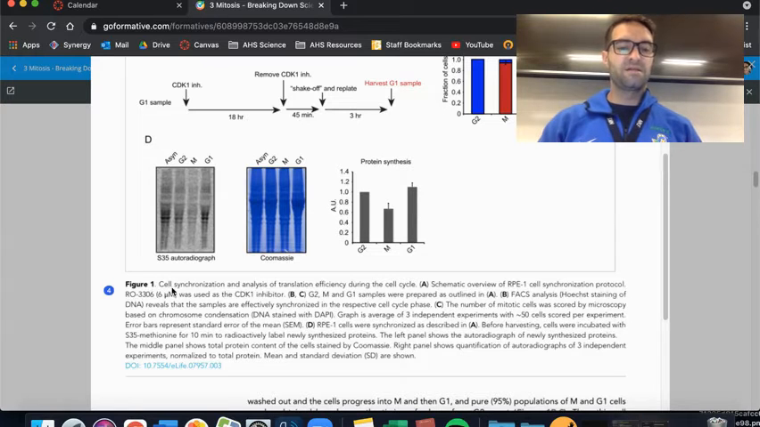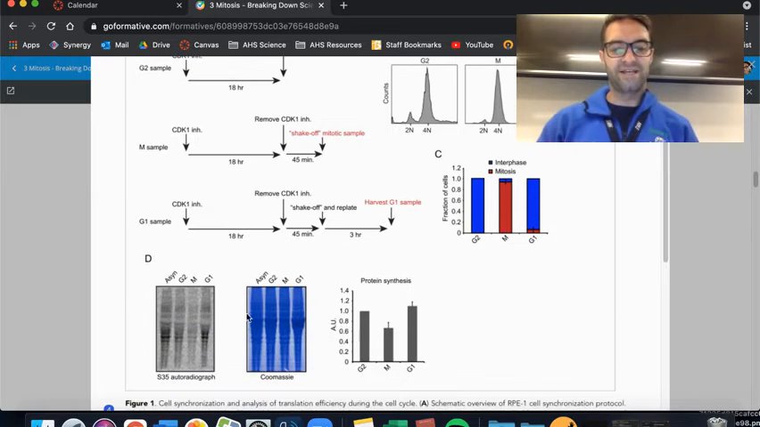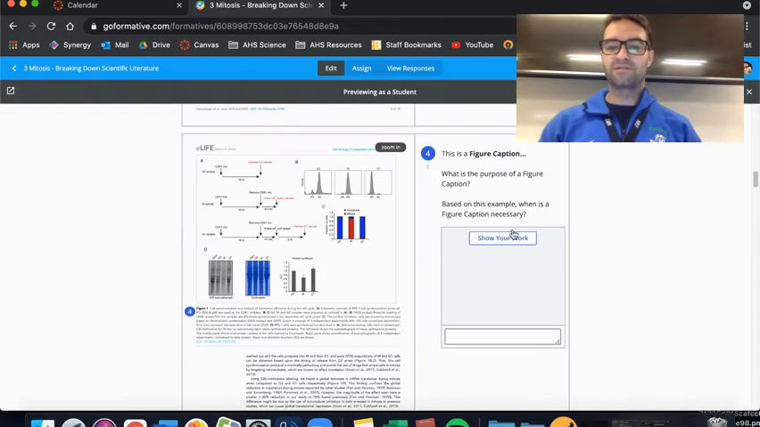Figure 1, cell synchronization, analysis of translation efficiency during the cell cycle. And then it's got A and B and C labeled. So these are actually titles or short explanations of what is going on in these different charts and graphs and images. So going back to this question, what is the purpose of a figure caption? It is to basically briefly explain what the reader is looking at. What is graph A saying, or graph B? What is their purpose? What is that showing us? You'll see that there's not a bunch of titles. That is in the figure caption.